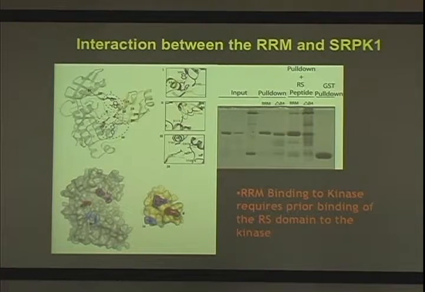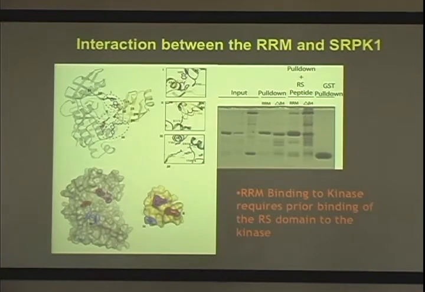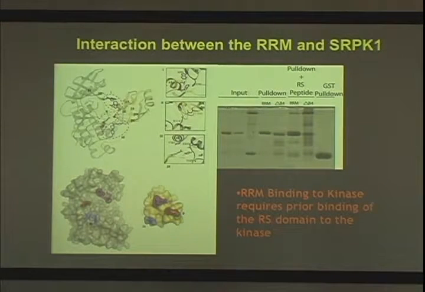So that was really surprising, because the way we think about it, if you go by the buried surface area, the RS peptide portion is bearing only 900 square angstrom versus this one, 1200 square angstrom. It really doesn't make sense. But again, I didn't really tell you about this particular line. What I'm showing in here is that the RS peptide binds to this kinase domain very strongly. The RRM doesn't bind to the kinase at all.